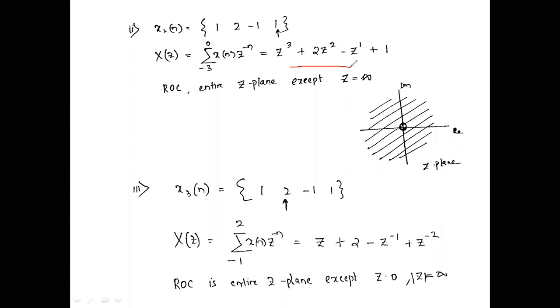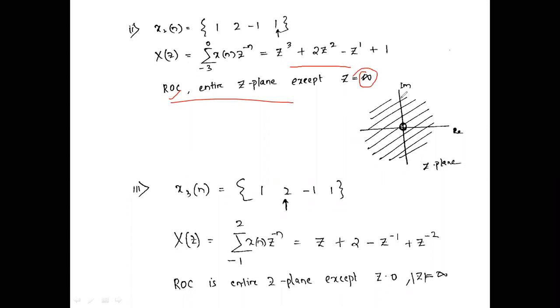Of course, as I said, you give the z transform along with the ROC. So if I substitute z equal to 0, what's going to happen? 0 plus 0 plus 0 plus 1. Z equal to 100: 100 to the power 3 plus 2 into 100 square minus 100 plus 1. It's also going to be finite. So all the values of z except z equal to infinity give me a finite value for x of z. So my ROC is the entire z plane except z equal to infinity.